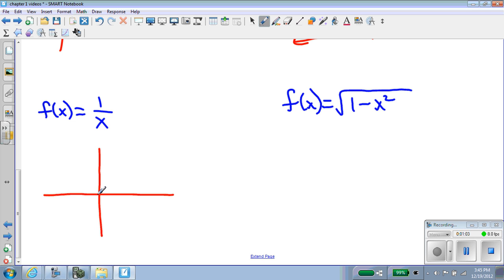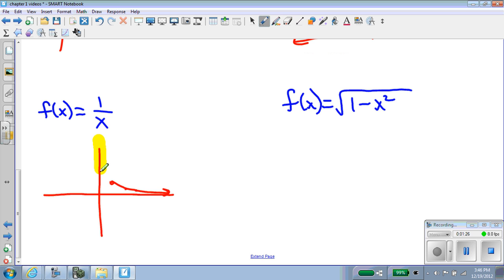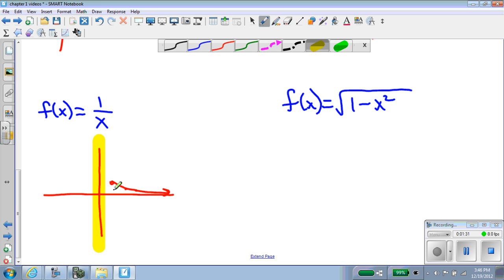1 over x, well, if I just start plugging in values, 1 over 1 is 1, 1 over 2 is a half, 1 over 3 is a third, a fourth, a fifth, like this. 1 over 0, undefined. So let's put that in as a vertical asymptote, right? We can't use 0. So what's happening in this little gap? Well, I either zoom up or zoom down.